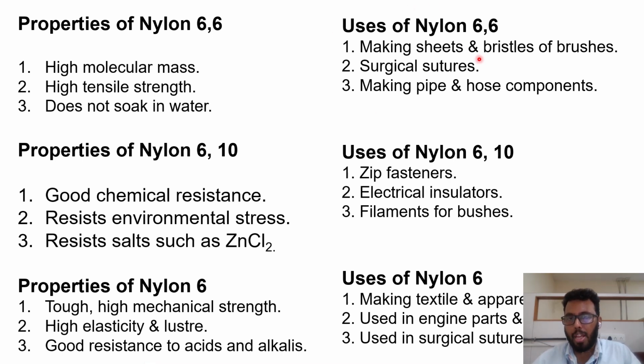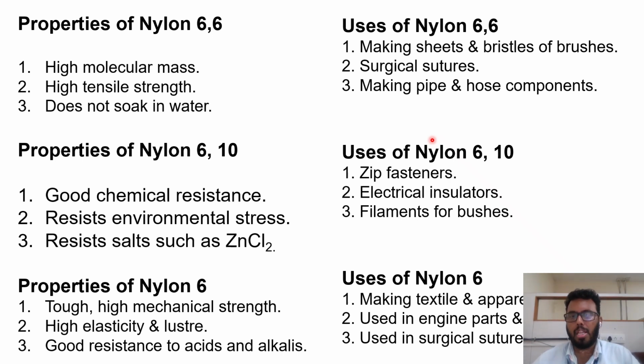Let's see the uses of nylon 6. Mostly nylon is used in making sheets and brushes, like polymer brushes, even toothbrushes and paint brushes. The bristles are made of nylon 6. Surgical sutures: after surgery, they will be doing sutures, and for that, it will be nylon. Also, a lot of fishing nets are made of nylon, and many other applications of nylon 6 are there. It is also used for making pipe and hose components.